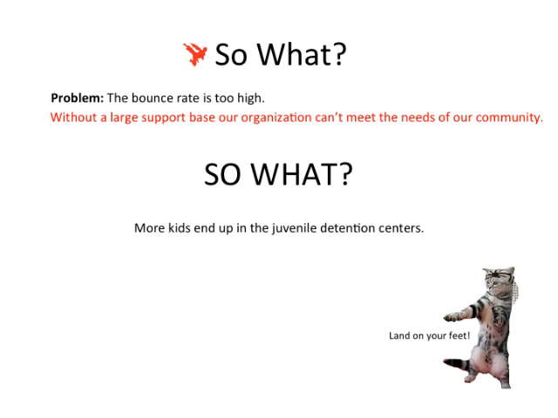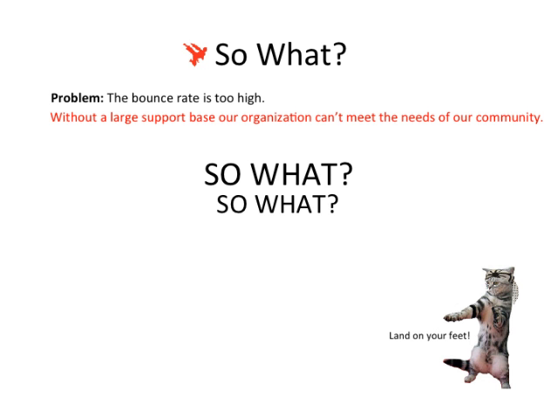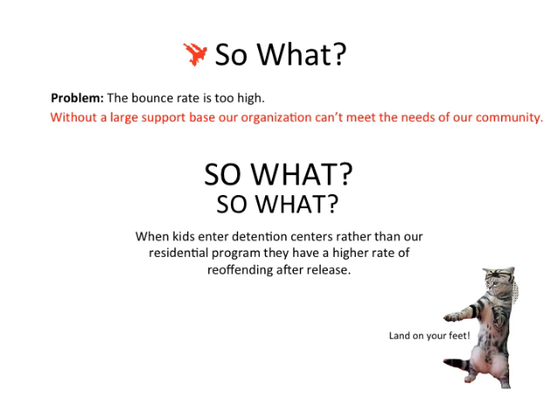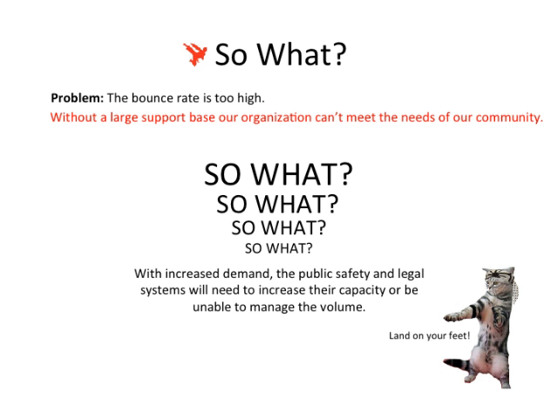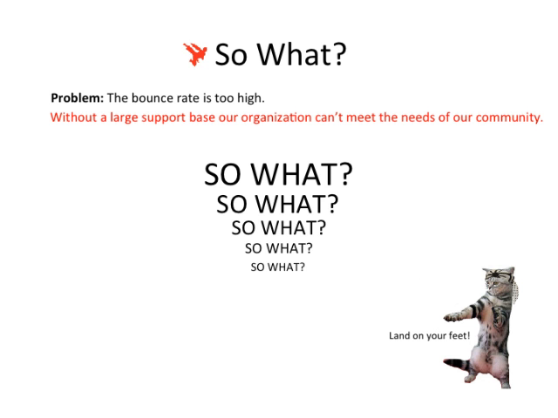Well, this will mean that more kids end up in the juvenile detention centers. Again, so what? When kids end up in juvenile detention centers rather than in our residential program, they have a higher rate of reoffending after release. Well, so what again? This taxes our public safety and legal systems. So what? With an increased demand, public safety and legal systems will need to either increase their capacity or be unable to manage the volume. So what? Well, either our crime rate or our taxes will probably go up.